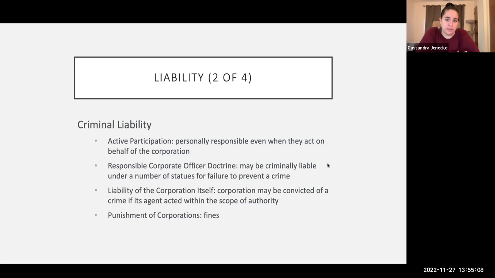Responsible corporate officer doctrine can hold corporate officers liable under a variety of state statutes if they, as officers, fail to prevent a crime. So like defrauding, things related to annual reports, things like that. The corporation can be convicted of a crime if its agent acted within the scope of its authority when it committed the crime. And then, of course, as I mentioned earlier, punishment for corporations includes fines. A good example of this is actually the multitude of criminal convictions that PG&E has suffered, right? We talked about those earlier this year when we talked about corporate crime. And PG&E was fined, and they were also subjected to community service hours. So take that for what it's worth.